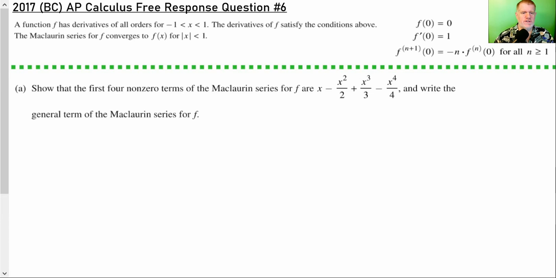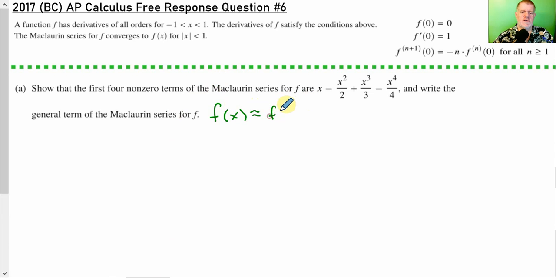We're going to be going over the 2017 BC free response question for AP Calculus, question 6 on infinite series. We're beginning with the Maclaurin series. Now, it was a series that was defined as an infinite set of terms, and it started like this.